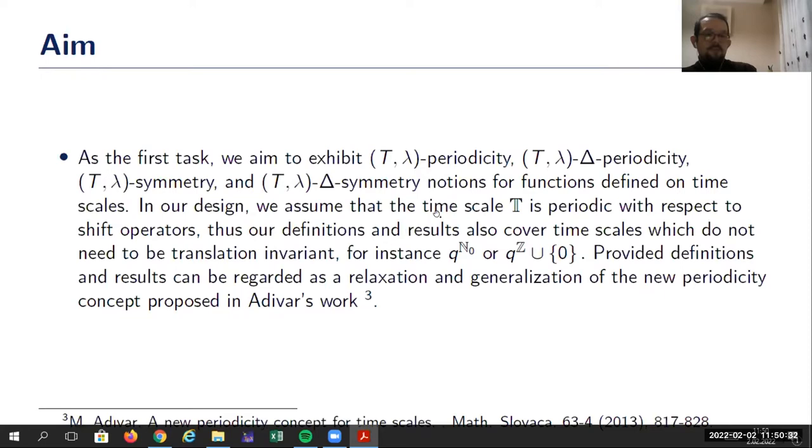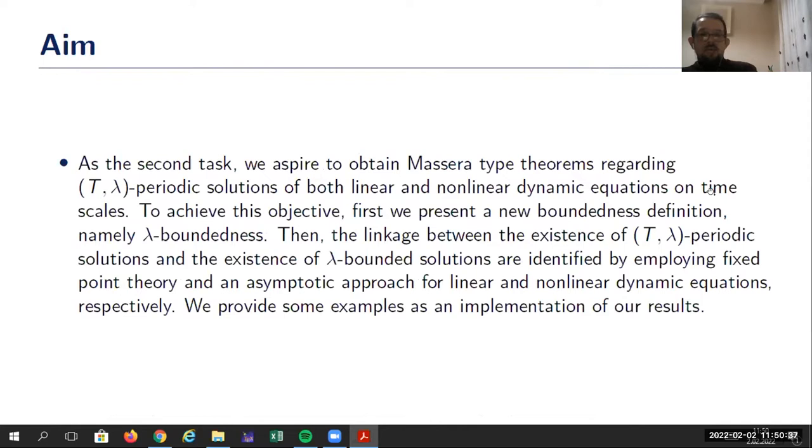And secondly, we will try to obtain Massera type theorems regarding T lambda periodic solutions of both linear and nonlinear dynamic equations on time scales. To achieve this objective, Massera type theorems establish a bridge between periodic solutions and bounded solutions. And here we are using a generalized, a relaxed periodicity concept.